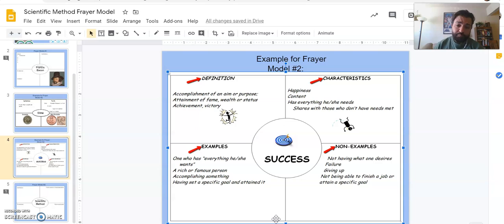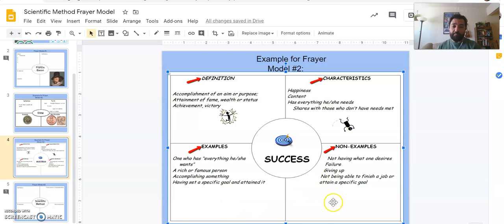Or an athlete. You could also say having set a specific goal and attained it as your example. So you can say, I graduated from high school. It doesn't have to be a real example, it can be imaginary. I graduated from high school with a 4.0 GPA. That's an example of success that you could write in this box.